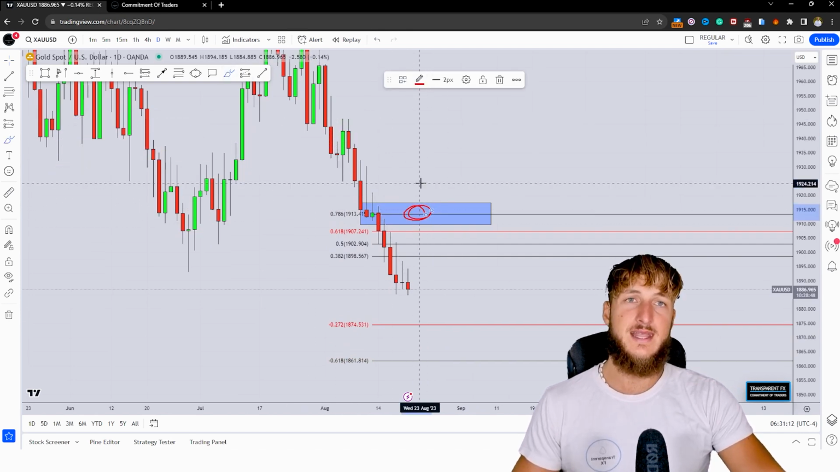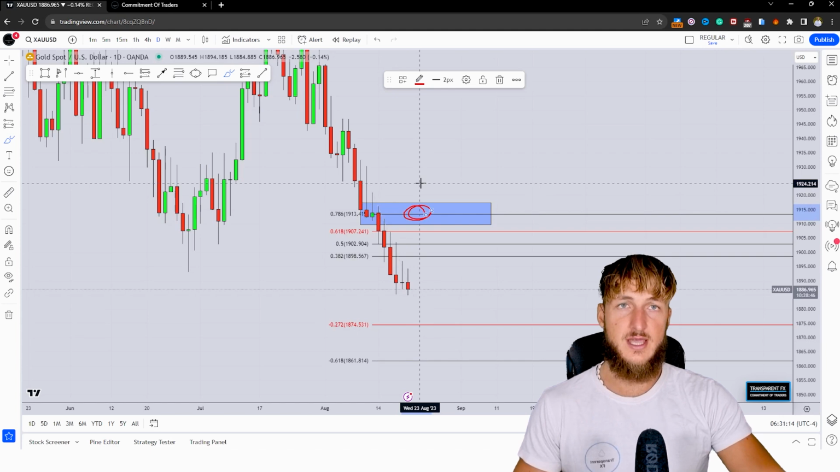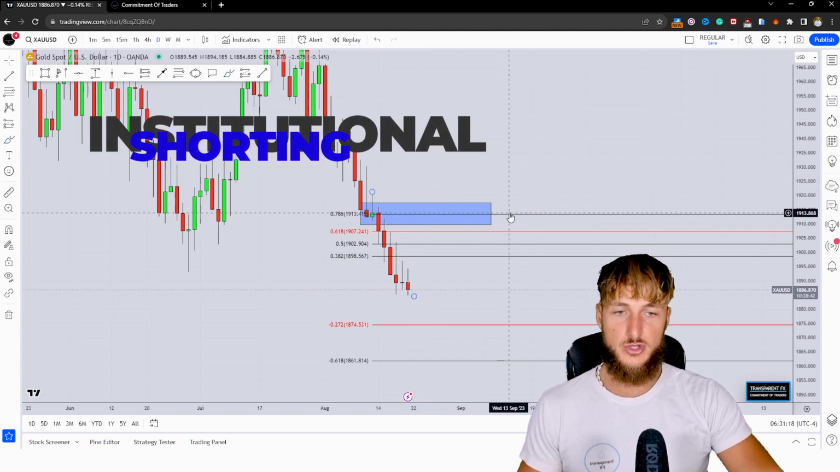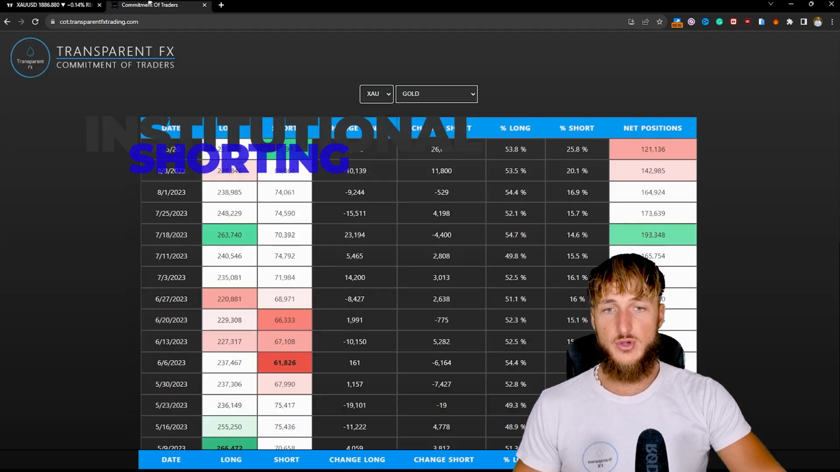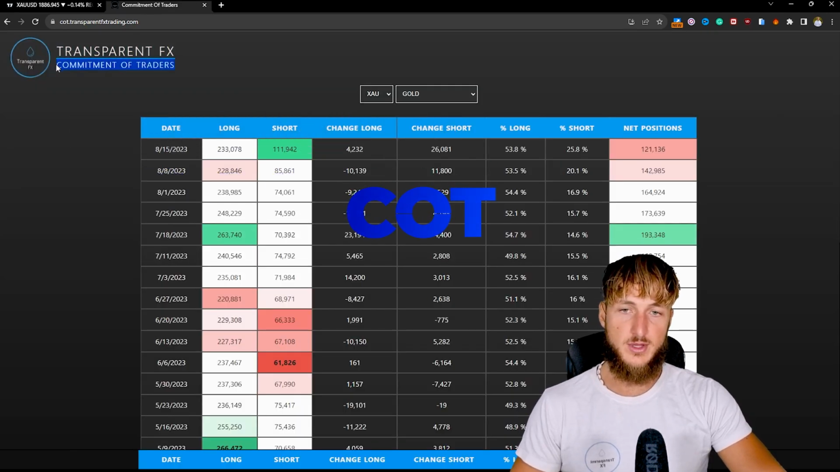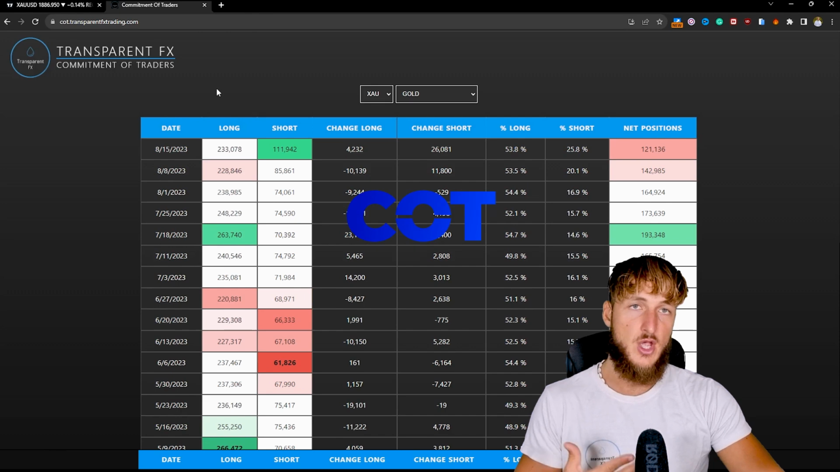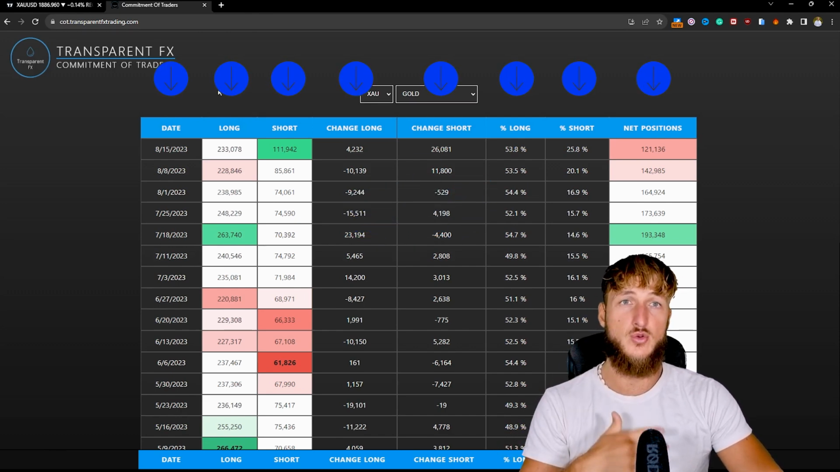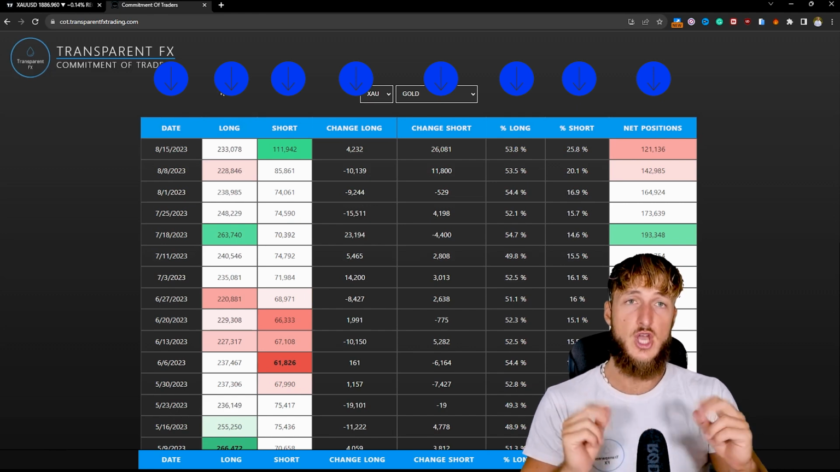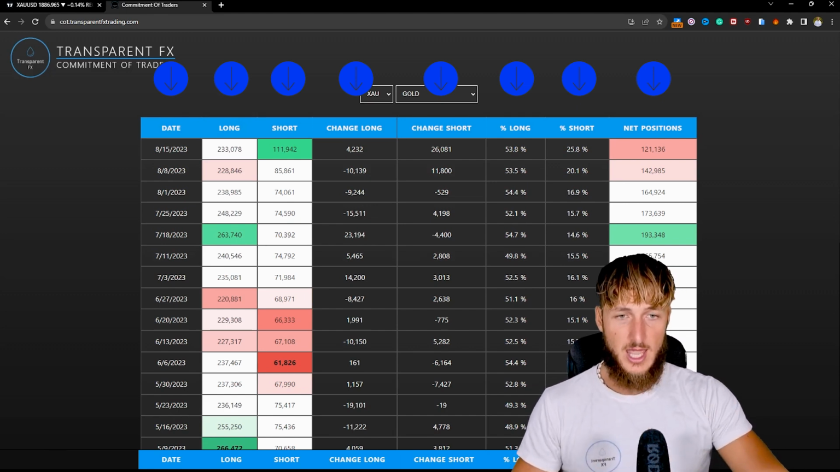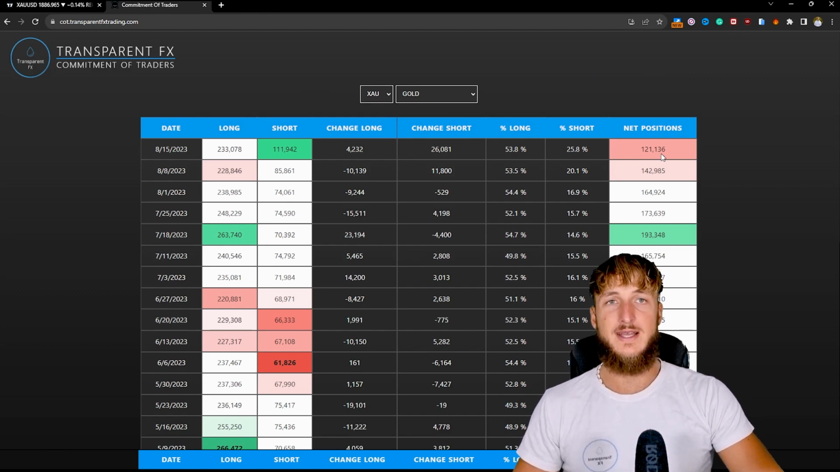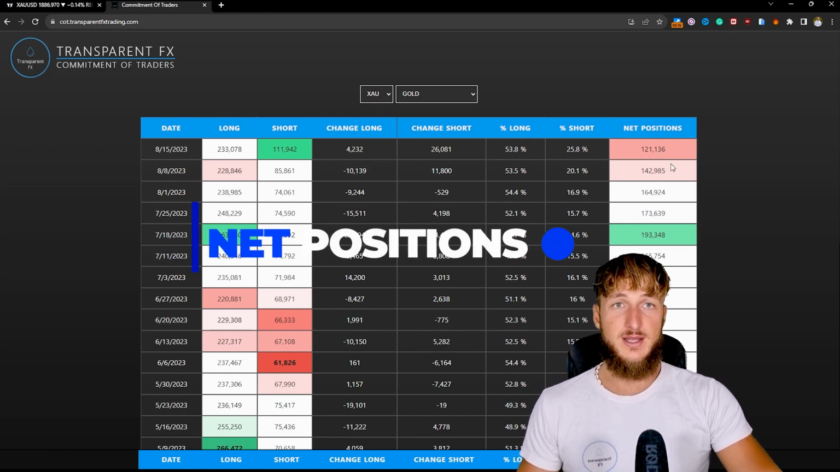And what we know is that inside of a confluence of resistance area, you have an increased probability of seeing institutional shorting. In fact, if we check the commitment of traders, the COT data, which shows what the non-commercials, the biggest speculators in the market, essentially hedge funds, are doing, and we check the data precisely for gold, what we can see is that with the last reports, net positions have been decreasing.